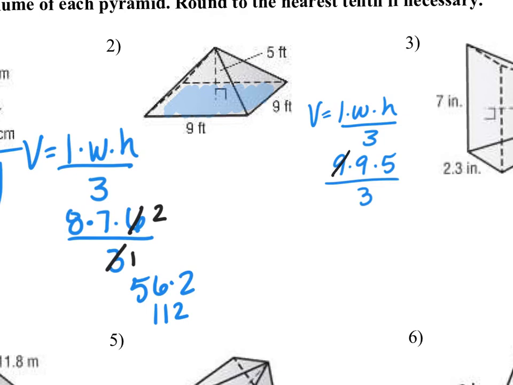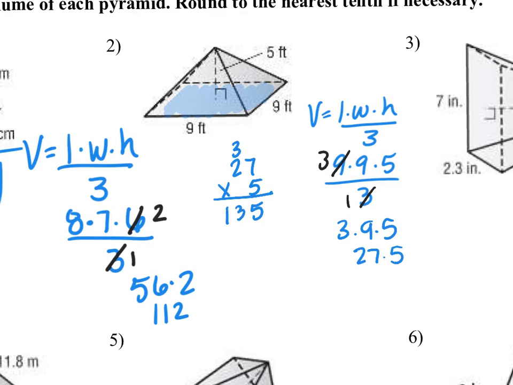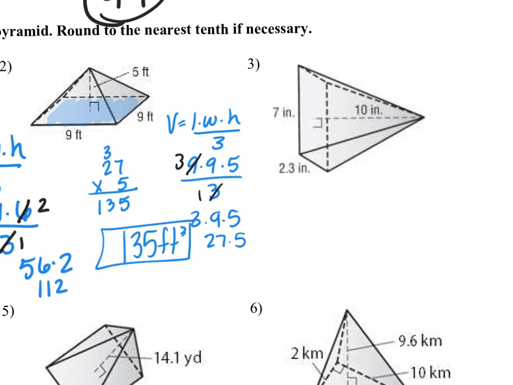I say I'm going to simplify this by 3. So I'm going to say 3 times 9 times 5, which is 27. 27 times 5 is 135. So I got 135 feet cubed on that one. It's going to change here in a minute, so just stay with me for right now. Okay, so this one's on its side.